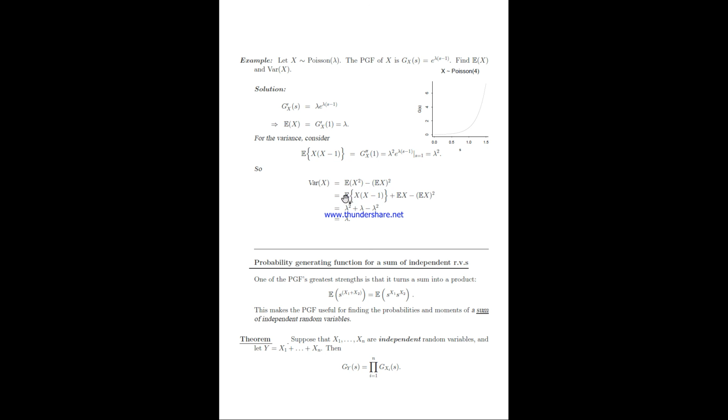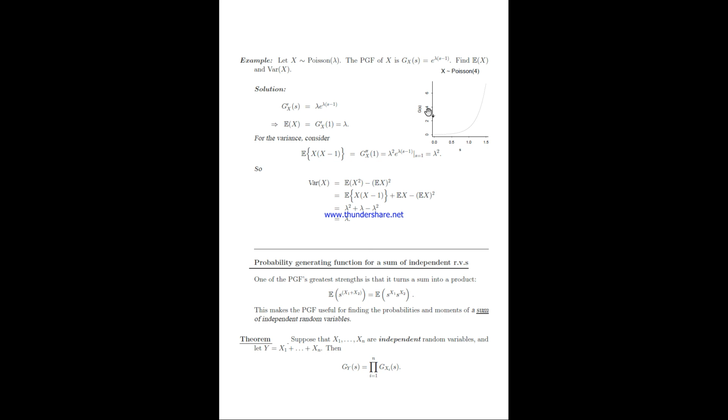So this term's expectation, we know lambda squared, plus expected value of x is lambda, minus expected value of x is lambda, and you have to take the square term, that is lambda squared. So lambda squared will cancel out and we are left with lambda. So we can see, when you have the probability generating function, we can easily find out the expected value and variance.